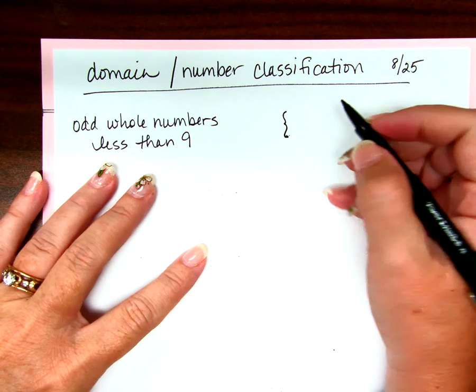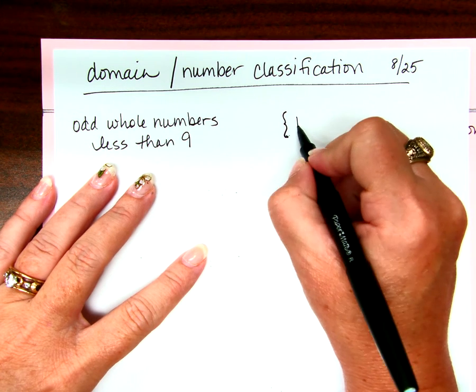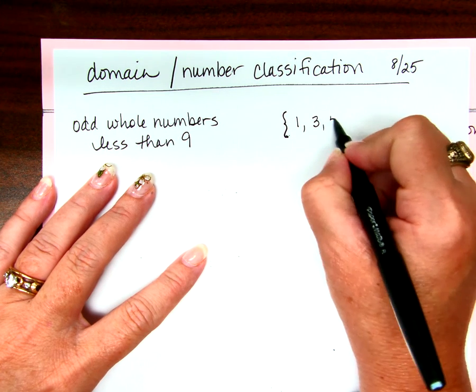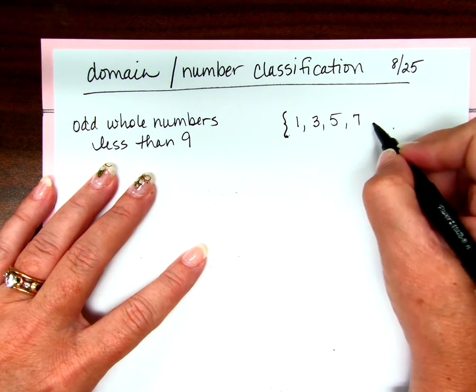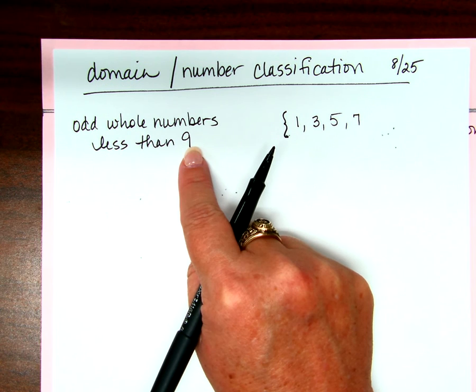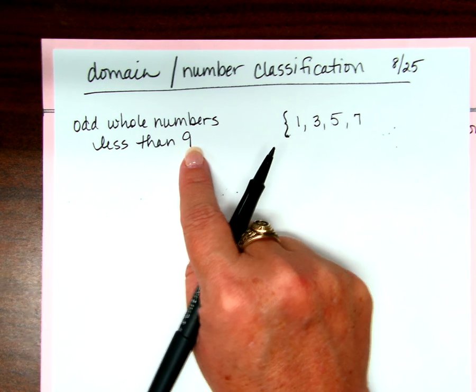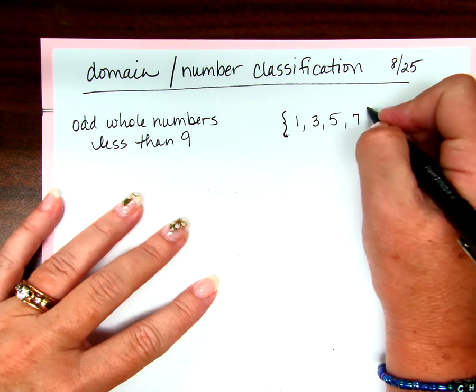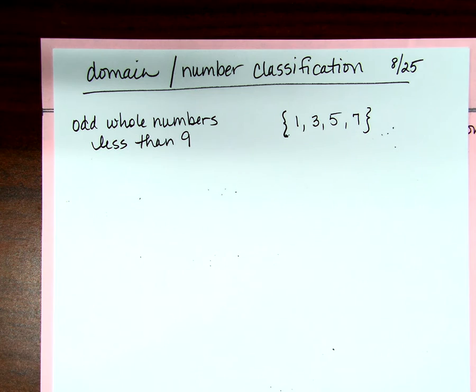Odd whole numbers less than 9. 1, 3, 5, 7. What? But it says odd numbers. 9 is an odd number. 9 is not less than 9, is it? Good job. So sometimes I'm going to try to trick you and win. Today I tried to trick you and lost. Because you beat me. Okay?